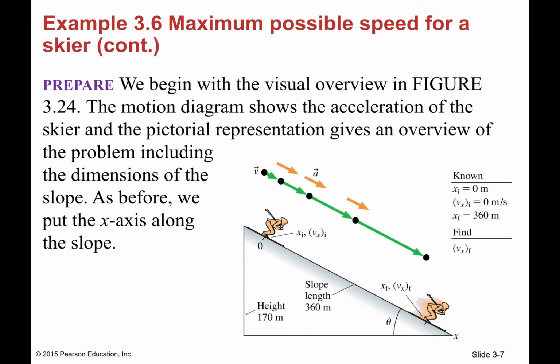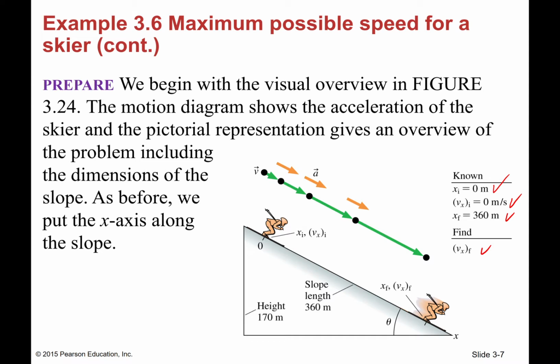So let's look at a picture. This is very important here. So it says they traveled 360 meters, right? So this distance from here to here is 360 meters. And this drop here, from here to here, is 170 meters. Okay? So what do we know? We know the initial position, we know the initial velocity, and we know the final position, and we want to find the final velocity.